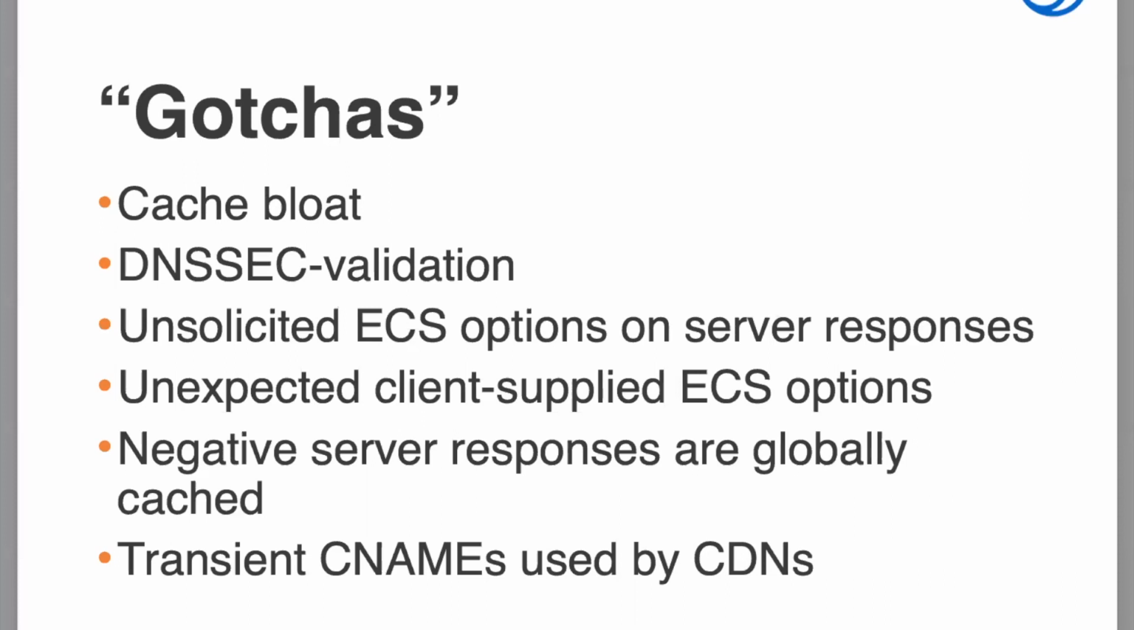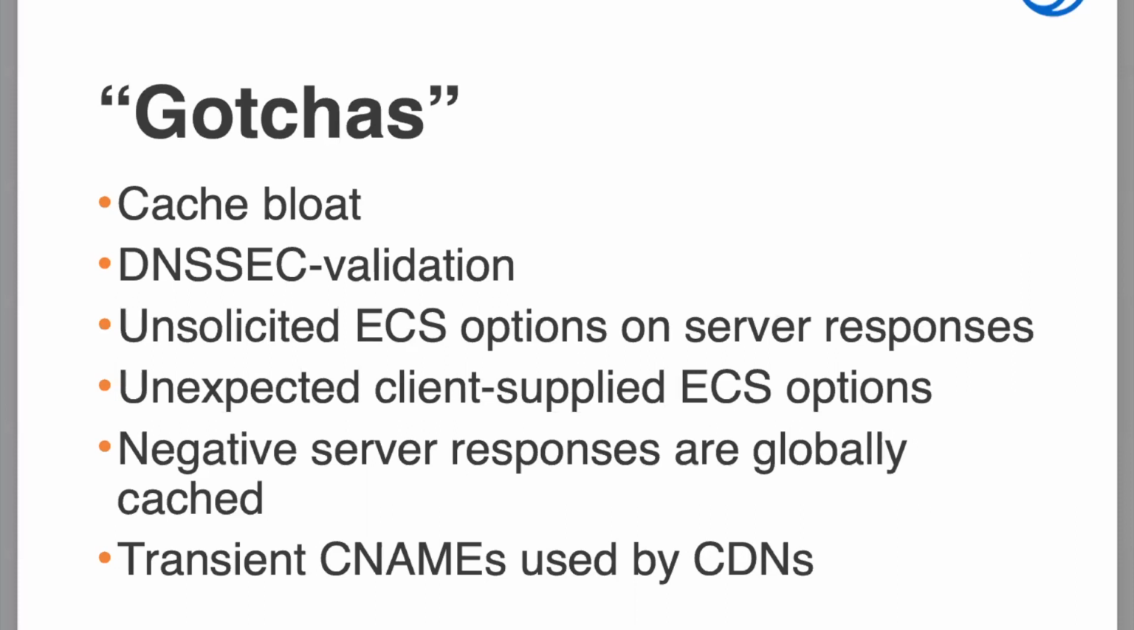Which leads me to transient CNAMEs, and this we have seen. Some CDNs, content distribution networks, will use CNAMEs when they want to provision. Maybe it's got a little bit busy and they want to offload some of the traffic somewhere else. So some of the time they'll be responding with an A record, and at other times, they'll be responding with a CNAME for some of the scopes.